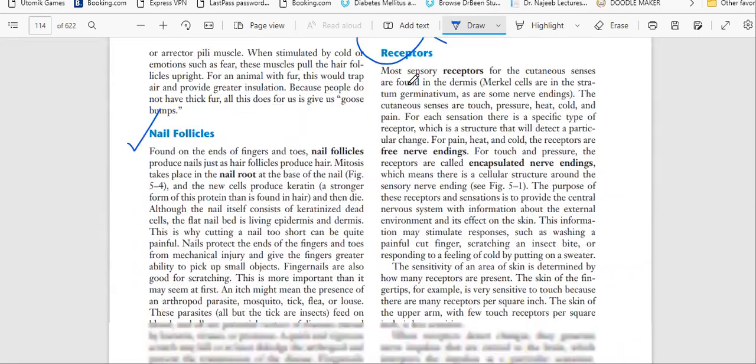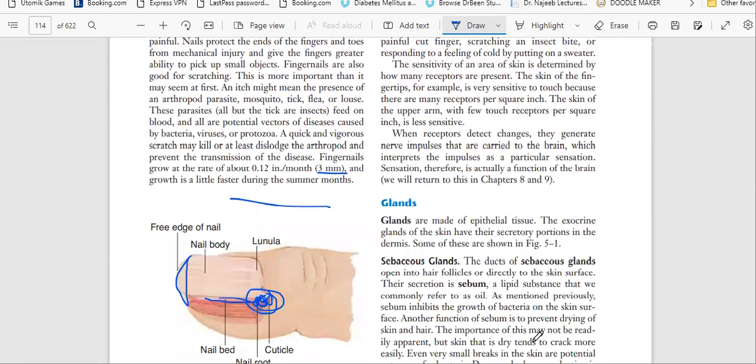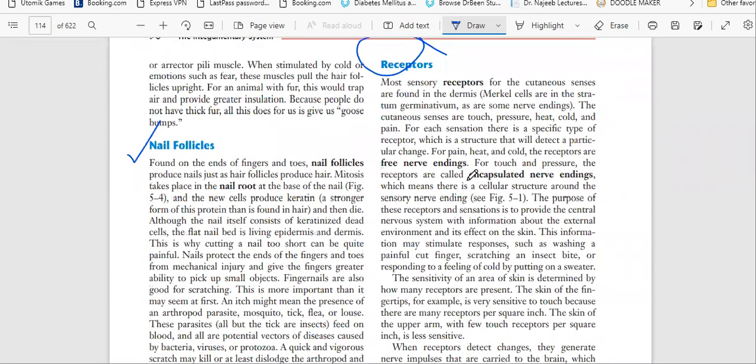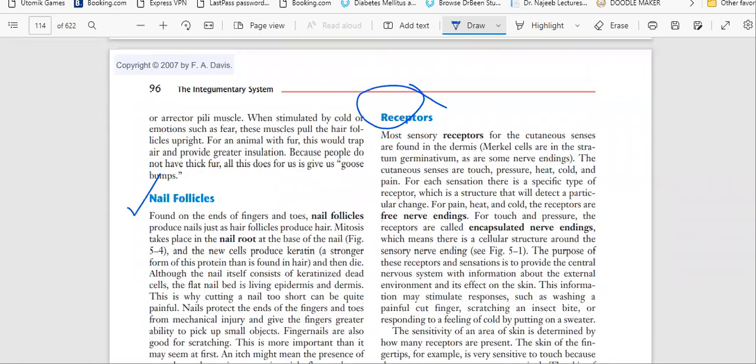So we have to know that receptors are very, very important, as well as the glands below the epidermis, which we have to know. Now we will talk about receptors. Most sensory receptors for the cutaneous senses are found in the dermis.